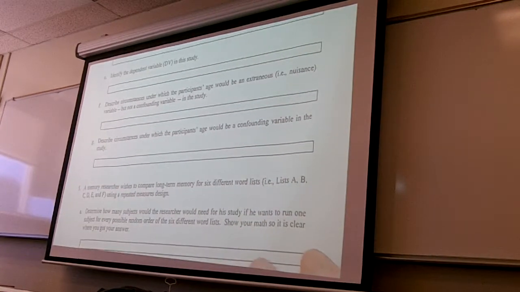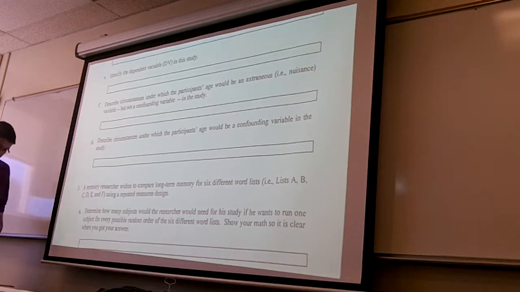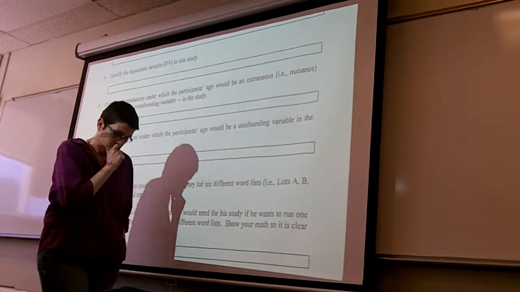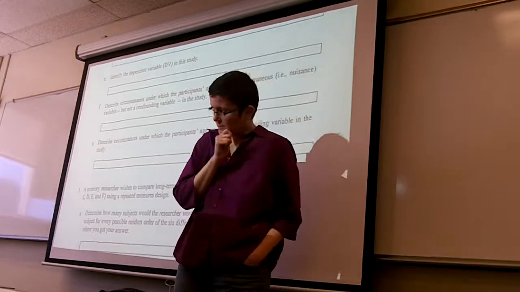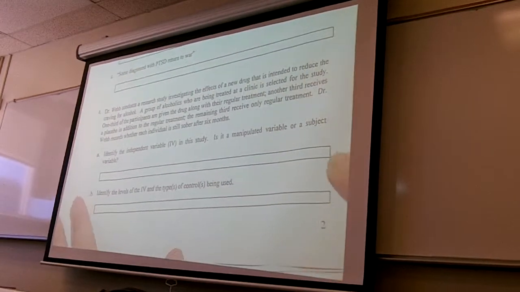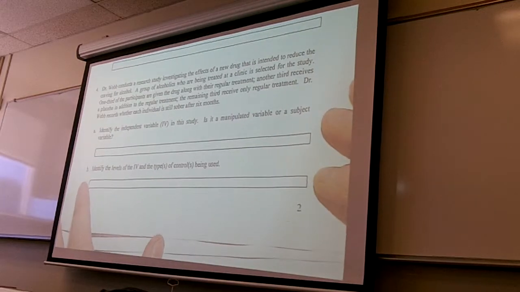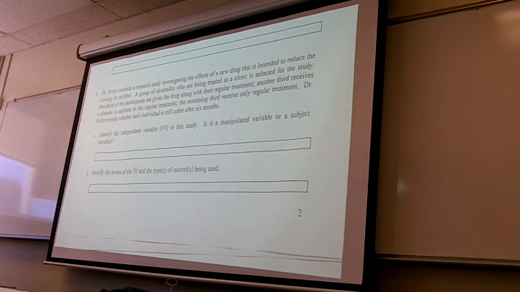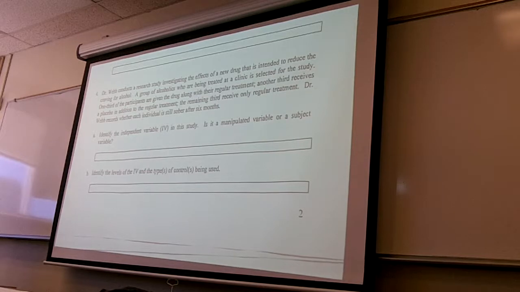The dependent variable in the study is what? Let's go back and take a look at the description. What's the dependent variable? What is being measured? Sobriety. Sobriety, right? The proportion of subjects who are sober after 6 months.